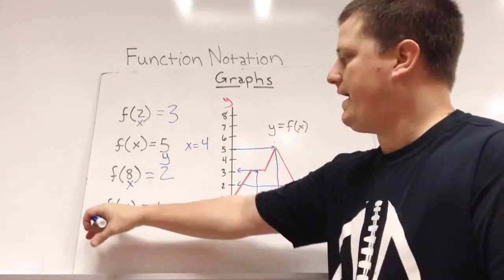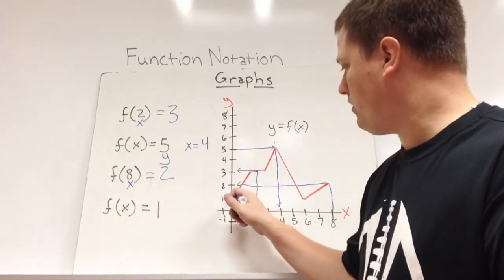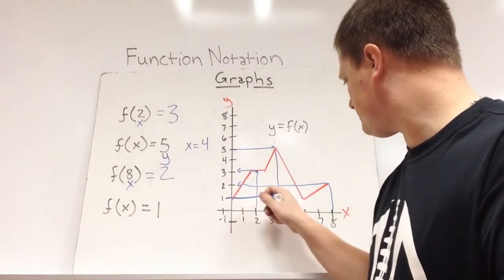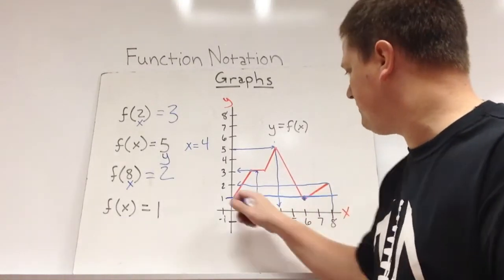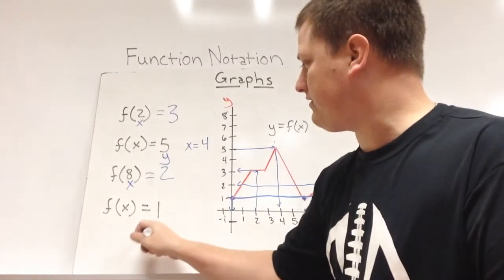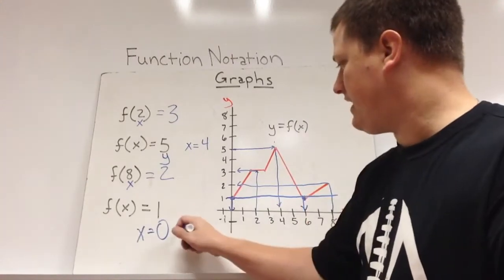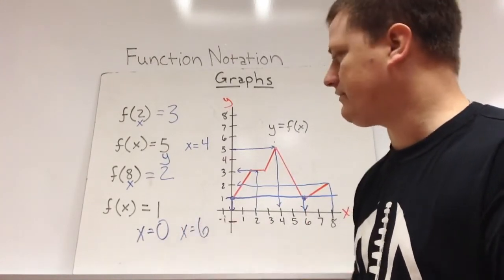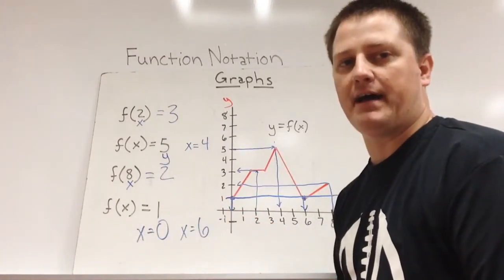Our last one, f of x equals 1. So in this one, we're going to go to 1. And if you notice, this hits in 2 spots. So the first spot it hits is at x equals 0, and the second spot it hits is at x equals 6. So this one has 2 x's that will give us that y value.